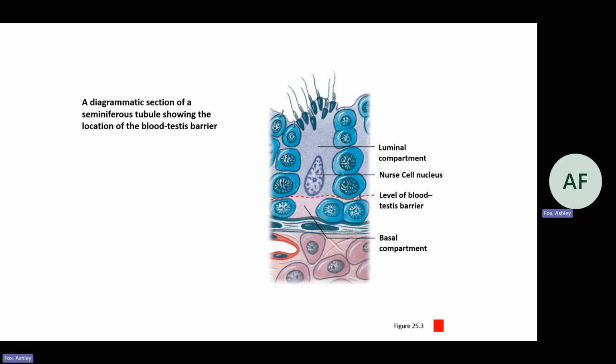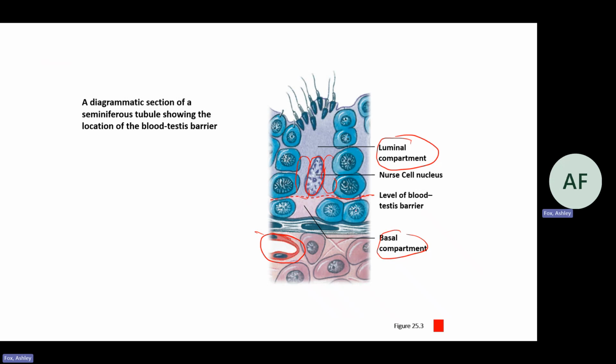So you can see this is a nurse cell right here. And this is separating, so you have nurse cells all along that are forming tight junctions. So they're not allowing anything to pass. So we have the basal compartment, blood supplies down here. And we have the luminal, or the upper compartment, up here closer to the lumen, separated from blood supply, so that we can't have interaction.